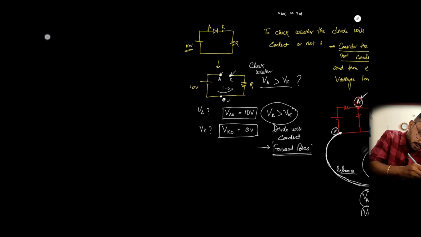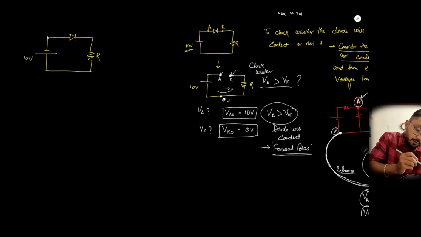Now suppose I consider the voltage like this, and now I want to check whether the diode will allow the current to flow or not. How to check? Again, first, this is the anode, this is the cathode.